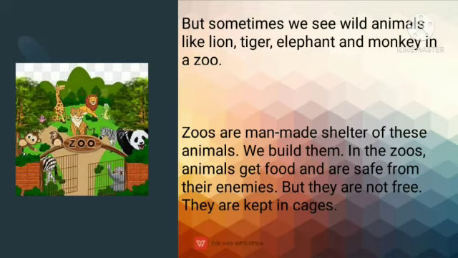In the zoo, animals get food and are safe from their enemies, but they are not free because they are kept in cages.